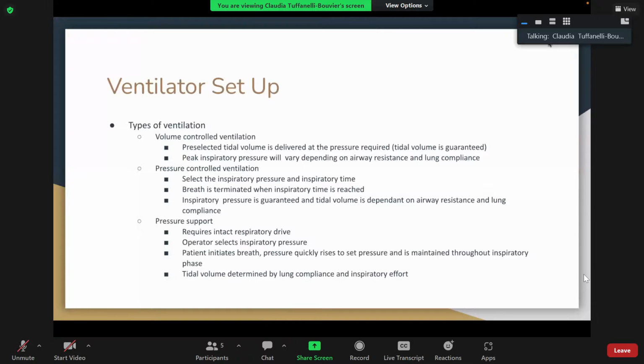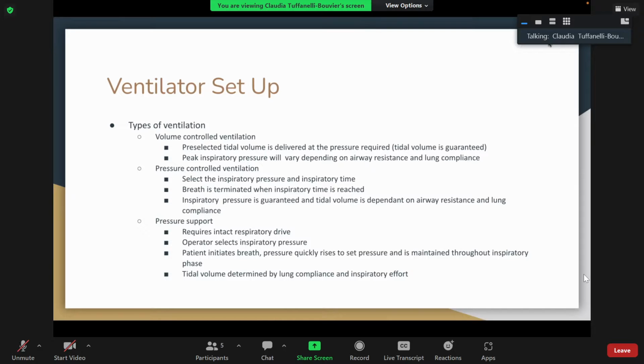So you can set the pressure support just enough to offset the resistance of the endotracheal tube and the large device of the ventilator. So you set just enough to offset that and see how they're breathing. And that can determine if they're ready to be weaned off a ventilator.